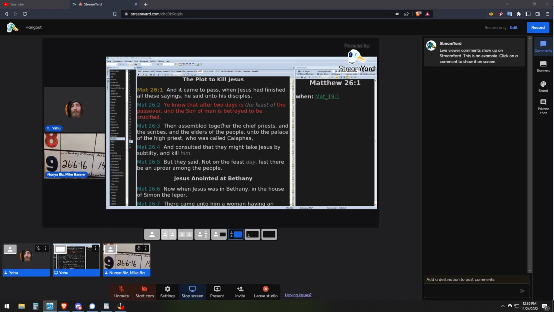"Now when Jesus was in Bethany, in the house of Simon the leper, there came unto him a woman having an alabaster box of very precious ointment."